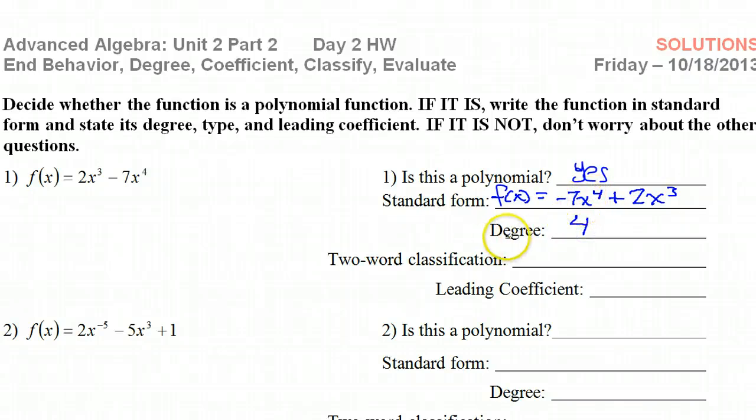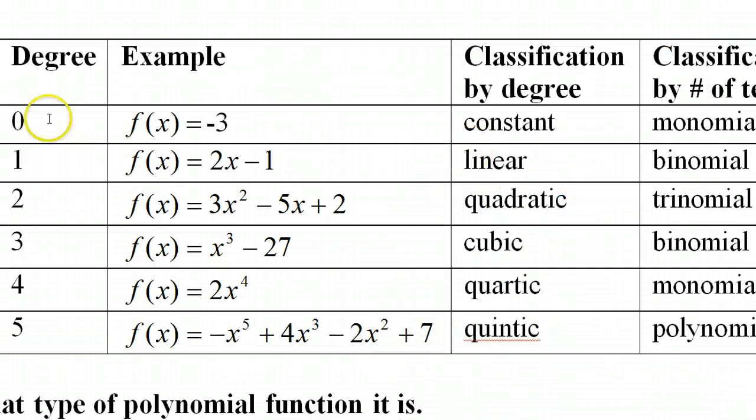Now the two-word classification. The first word has to do with the degree. If the degree is 0, meaning no variables, then it's a constant. Degree 1 is linear. Degree 2, x squared, is quadratic. If it's 3rd power, that's cubic. 4th power is quartic. And 5th power is quintic.